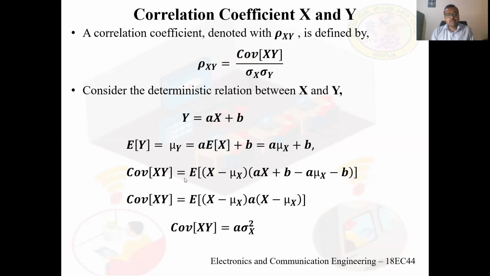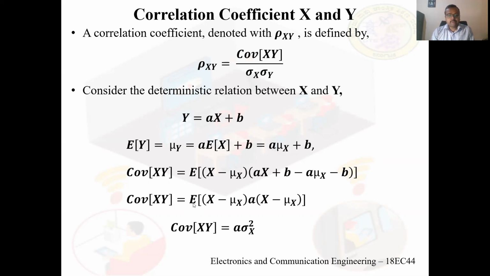Covariance of xy is equal to what now? Covariance relation, we know it. How do you write it? E[(x minus mu x)(ax plus b minus a mu x minus b)]. How did we write this one? What is y here? Y is ax plus b, so in the place of y, we have written ax plus b. And for minus mu y, we have written what? What is mu y here? a mu x plus b. Since we have a minus sign, minus a mu x minus b.